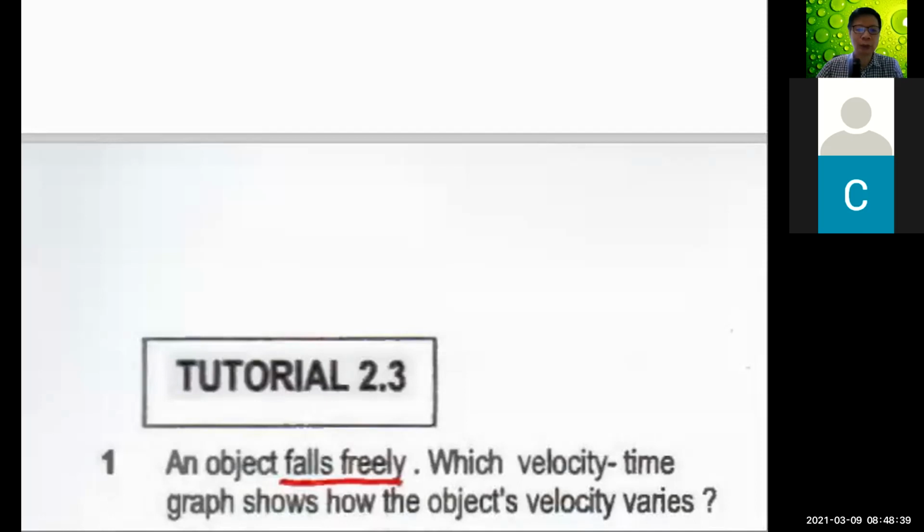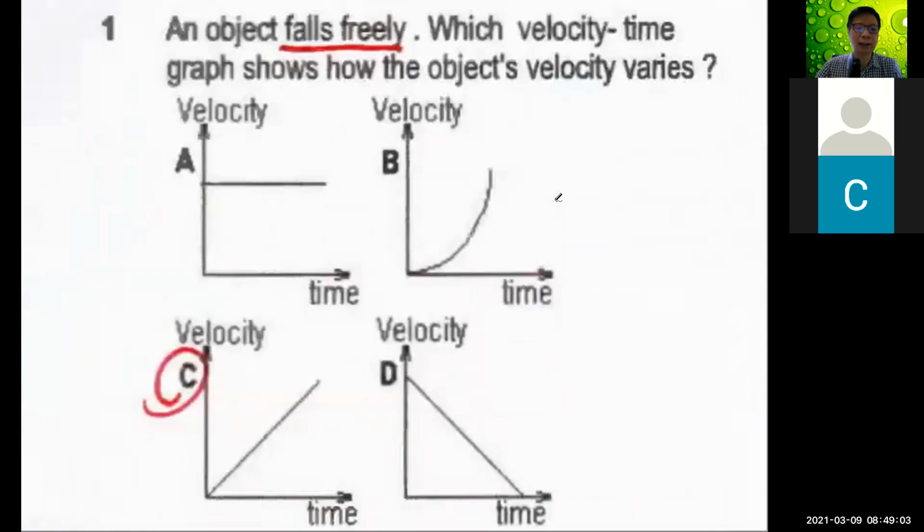Velocity-time graph shows how the object's velocity varies. Free falling. Okay, which graph is correct? Okay, 1, 2, 3. Three answers already. Jiang says 1C. Choi Si Kai also 1C. Ong Jiao Hao, Wang Ong Jian Hao, 1C. Everyone says C. Okay, correct. The answer is C.